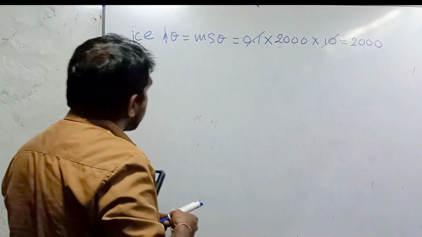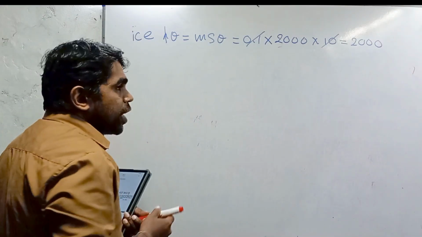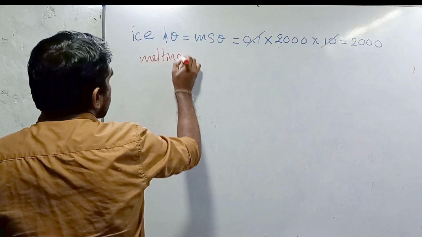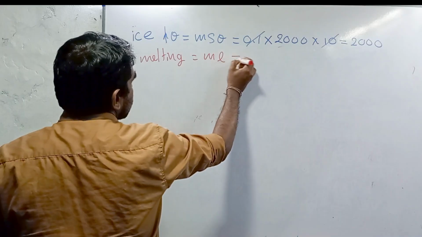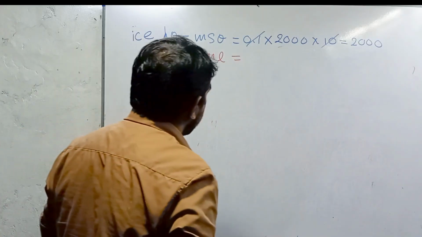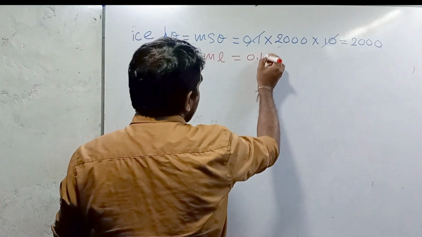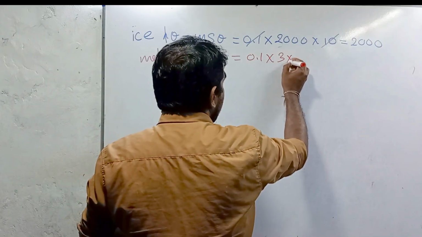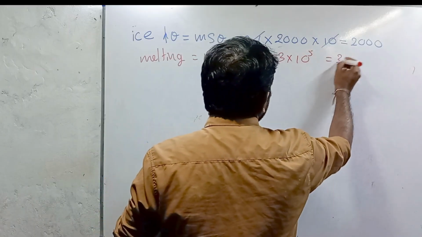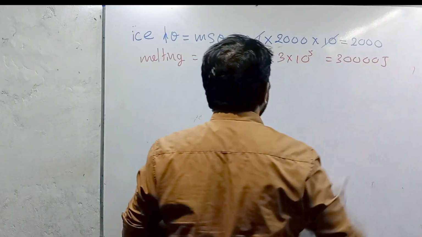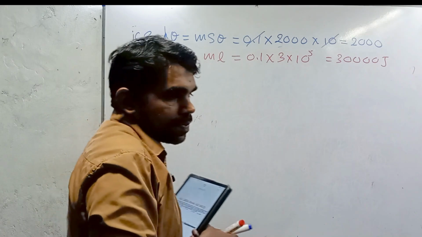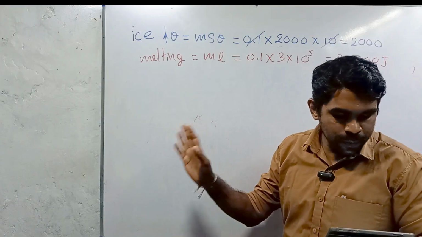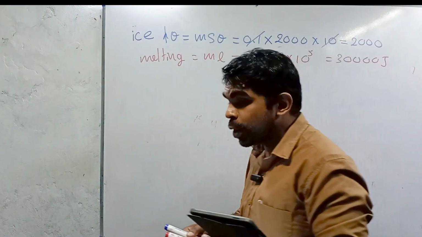Then I will consider the heat energy required to melt the ice. It is m L, where L is the latent heat. Mass 0.1, latent heat of fusion 3 into 10 to the power 5. It is 30,000 joules. Then I will consider the heat loss of water when cooling from 30 degrees to 0 degrees.